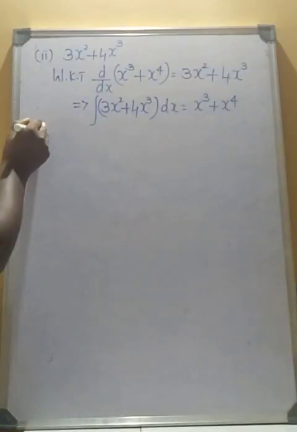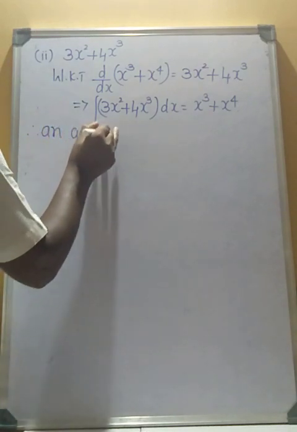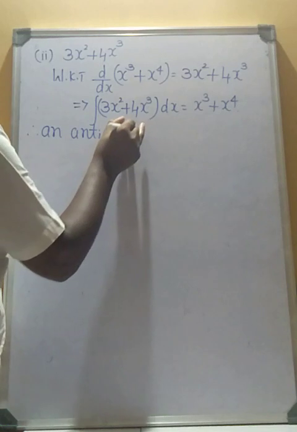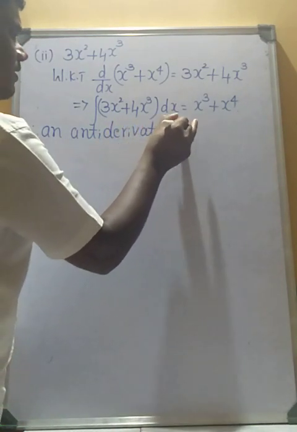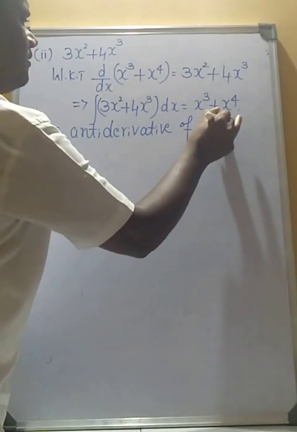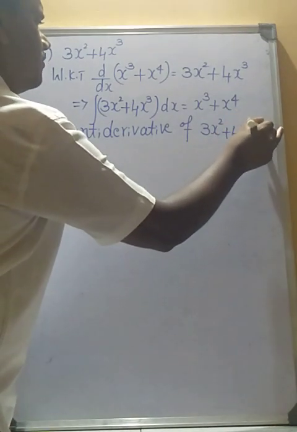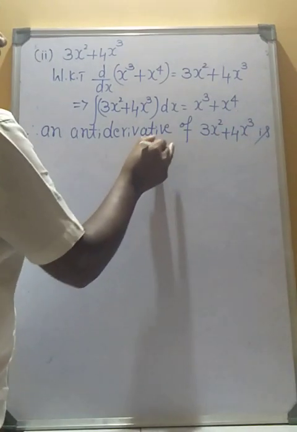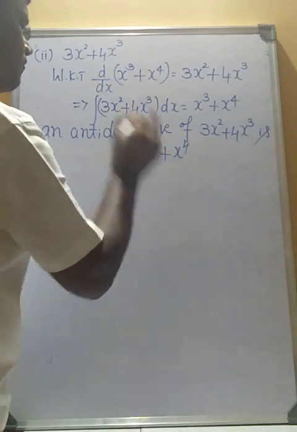Therefore an antiderivative of 3x square plus 4x cube is x cube plus x to the power of 4.